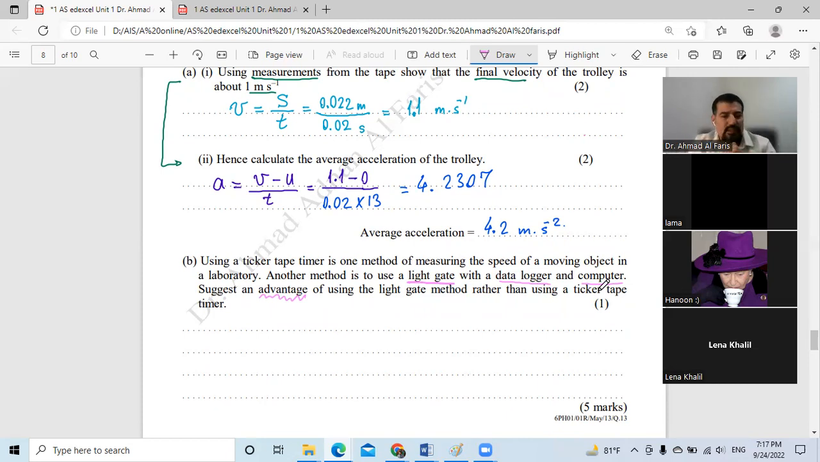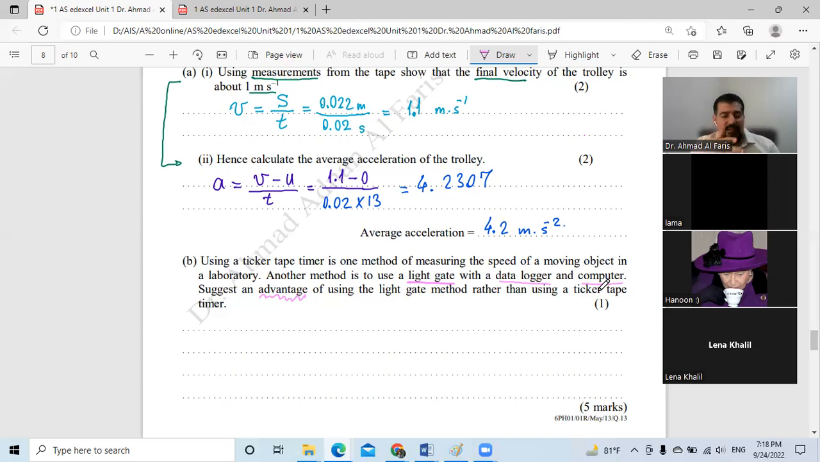What do you think? Tell me in the chat. What is the advantage of the new ICT technology to find out or describe the motion rather than using the ticker tape? I can't say only the words more accurate. I can say more precise, but I have to mention an advantage that makes it more precise or accurate. I need to compare between that and this as an advantage, or you can say a disadvantage of the ticker tape timer. Using a light gate will be more accurate because the light is very fast. No, I can't say that. I'm reading your answers, and no, I can't say this.